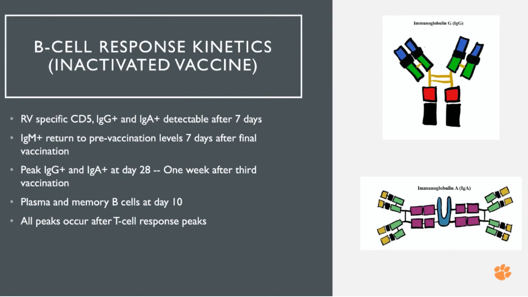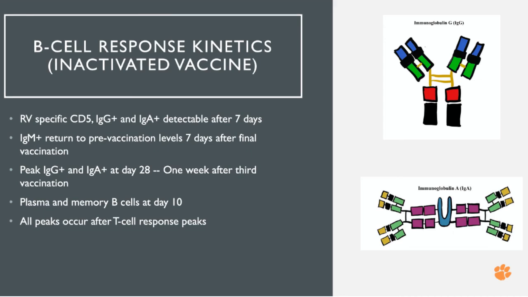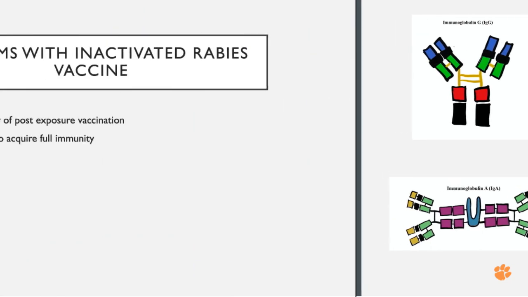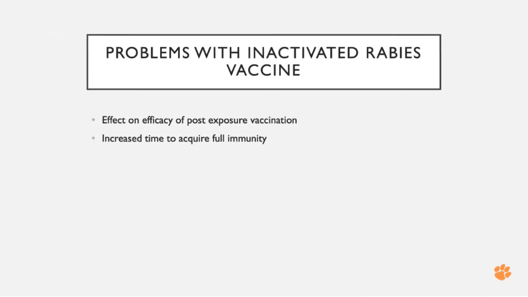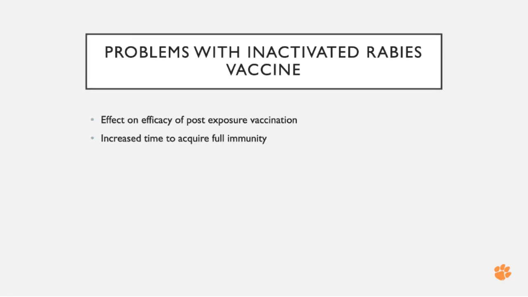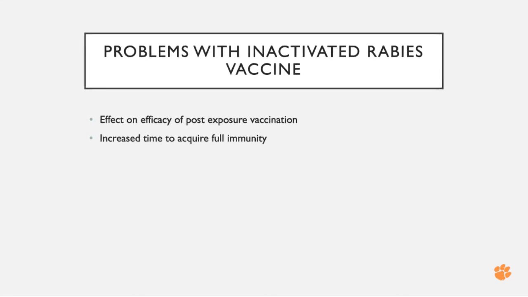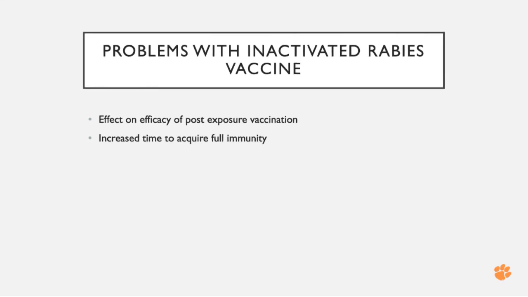The memory B cells were detectable from day 10 until the end of the study, but the plasma cells were only detectable from day 7 to 14. These peaks in B cell activation occurred after peaks in T cell responses, which supplies evidence of a T cell mediated B cell response. There are two problems with the inactivated rabies vaccine. The first one we previously talked about, and that is the time it takes to acquire full immunity. In the study we saw before, it took even up to 28 days to create a full B cell response.